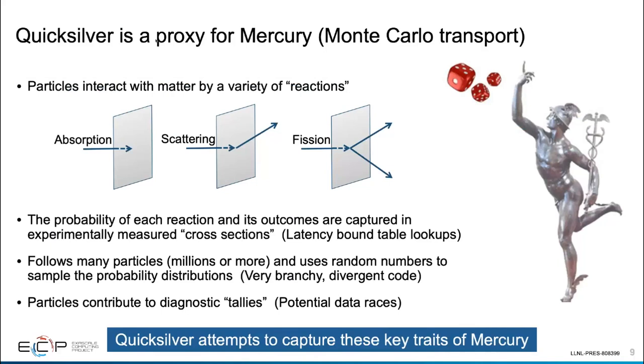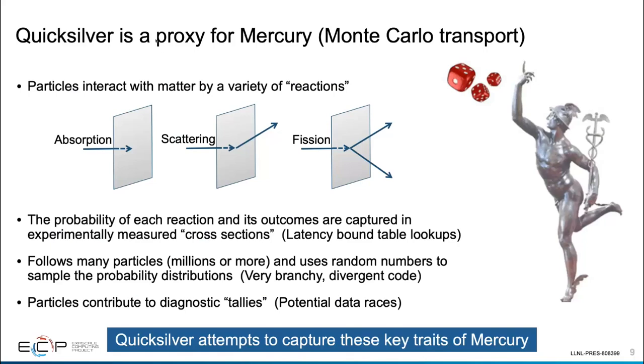First of all, the probability of various nuclear reactions is captured in tables called cross-section tables. That leads to latency-bound lookups. Many, many particles are followed, and they use random numbers to sample those probability distributions. That leads to very branchy and very divergent code, which we're not very happy with on GPUs. And finally, the particles need to record their results. These are typically done in diagnostic so-called tallies, and accumulating those tallies can lead to potential data races. That's just a very quick overview of what Quicksilver does.